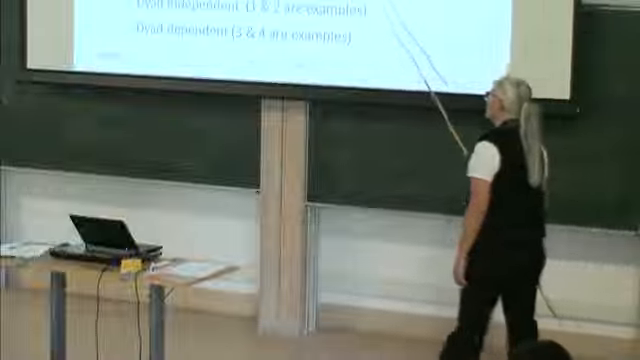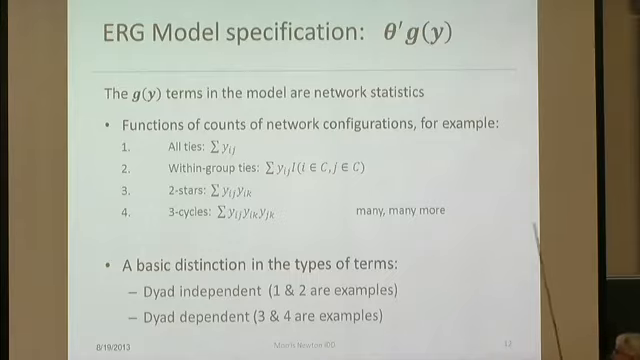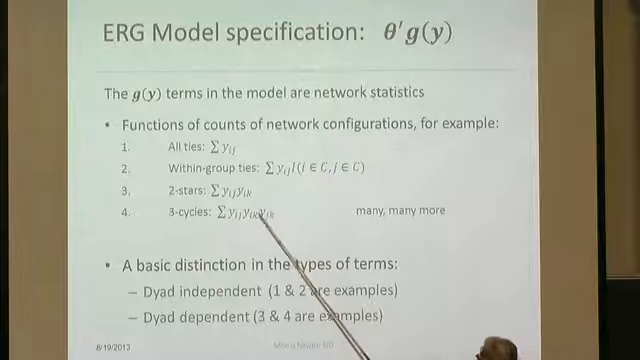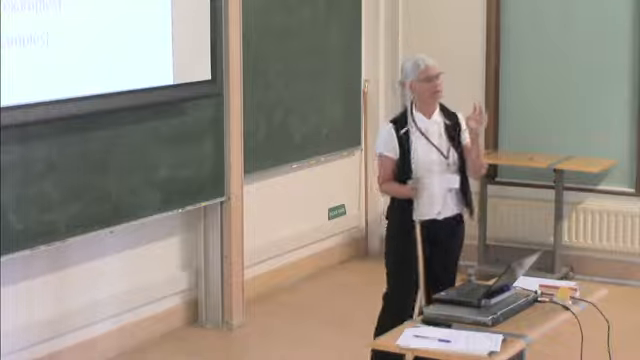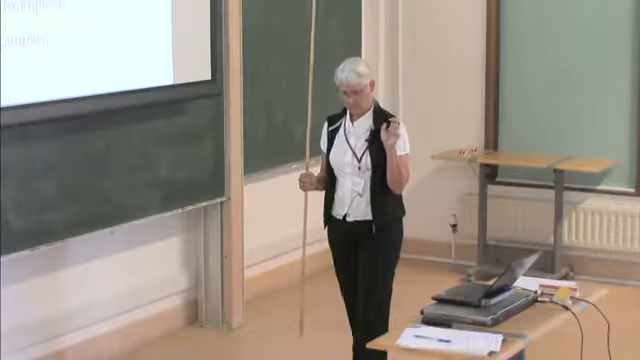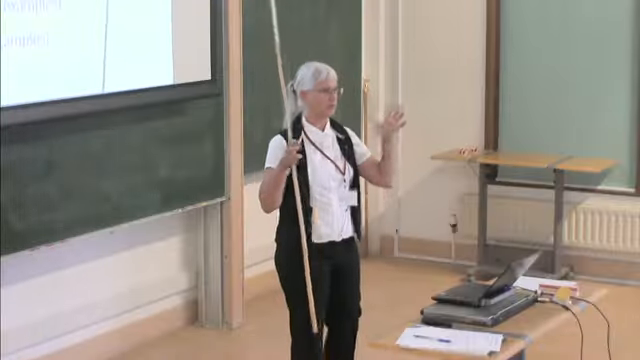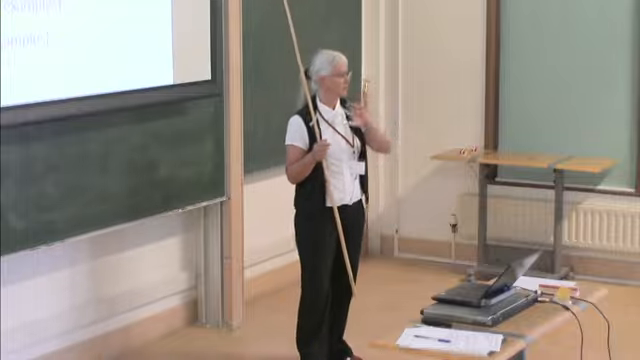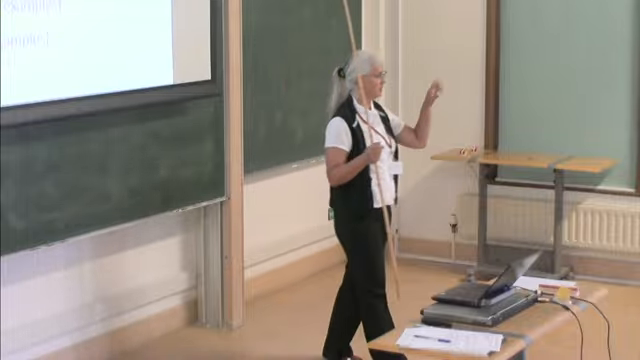And there's a basic distinction between 2 types of terms. Terms that we call dyad independent, and 1 and 2 here are dyad independent terms, and dyad dependent, 3 and 4 are examples of those. Dyad independent terms mean that the probability of the tie is a function purely of nodal attributes, other propensities, not other ties in the model. So they're independent of other ties in the model.